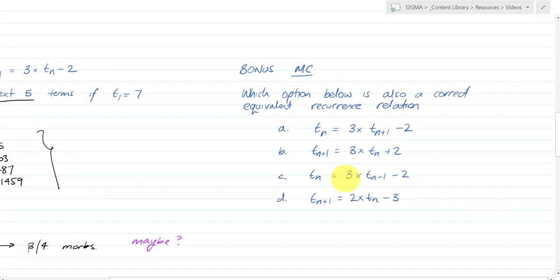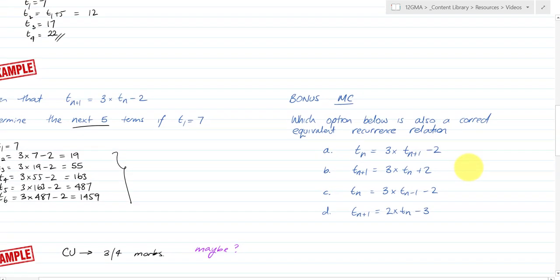Bonus multiple choice. Which option below is also a correct equivalent recurrence relation? I've written this question deliberately to point out something. This Tn, let's say that's T7. Well, 3 times T7 minus 2, that's equal to T8.